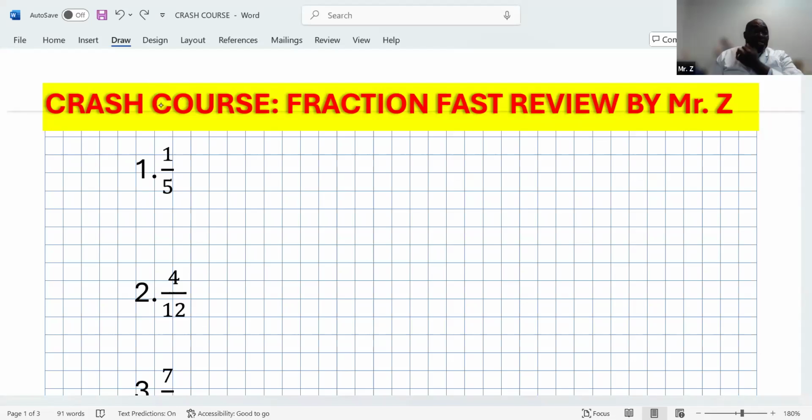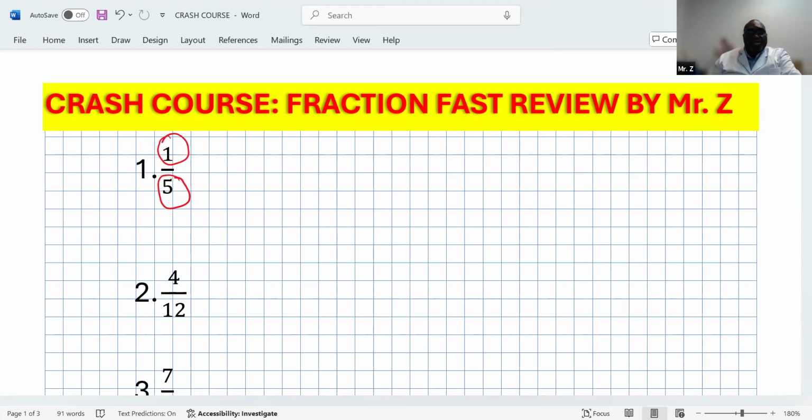A fraction in this case has two parts. You have the first part, this is what we call a numerator. That's the top part. And then the bottom part, this is what we call a denominator. Okay. Now we do have several types of fractions. The first one I want you to know is what we call a proper fraction.